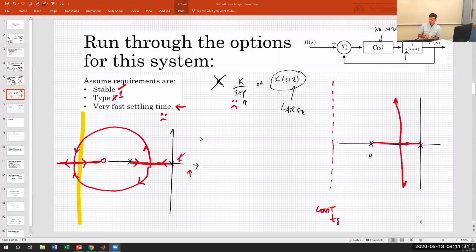Okay, so we left off with this task: design the C block such that this closed loop system satisfies these three requirements. And if we wanted it to be type 1, then it was already type 1, and so we didn't need to add any integrators.